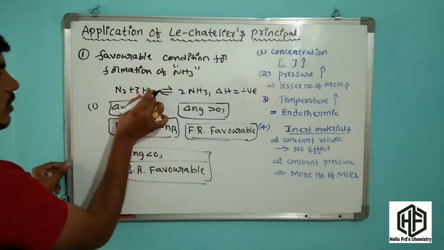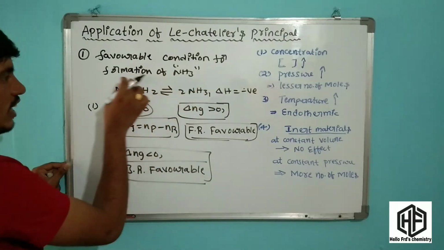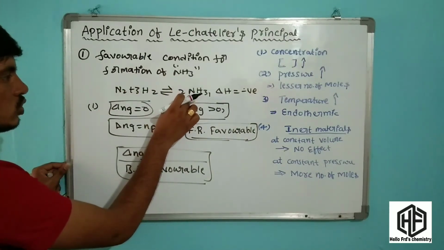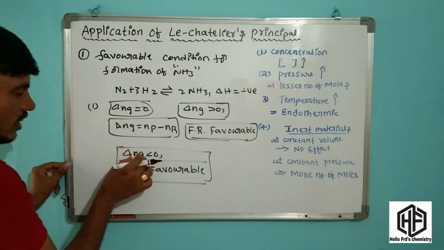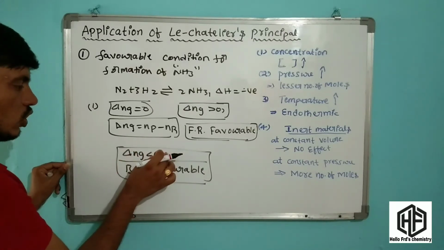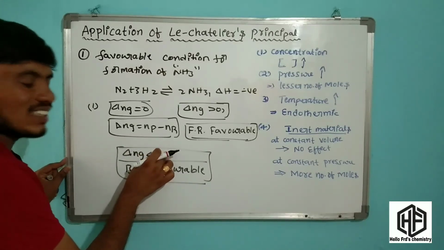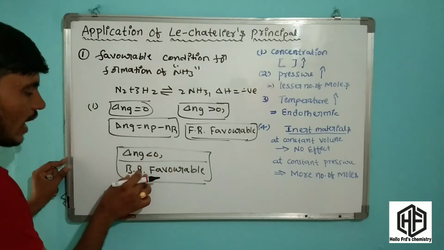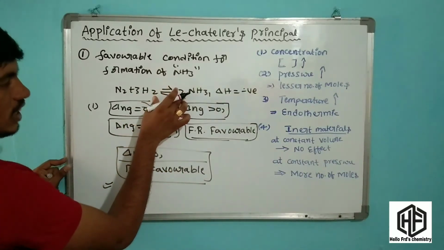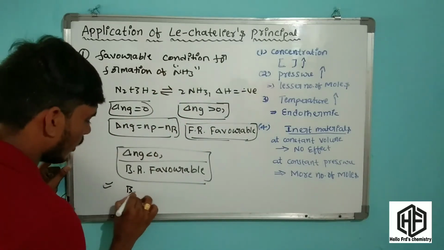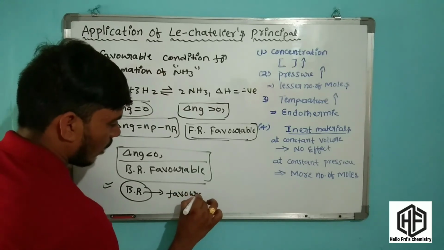Now what is this reaction? N2 plus 3H2 gives 2 moles of NH3, the formation of NH3. But on this side, what happened there, friends? Products are 2 moles and reactants are 4 moles. So delta Ng is less than 0. When inert material is added to this reaction, the backward reaction is favorable.